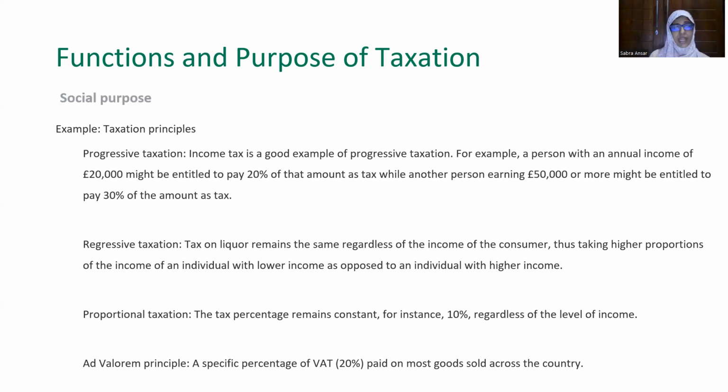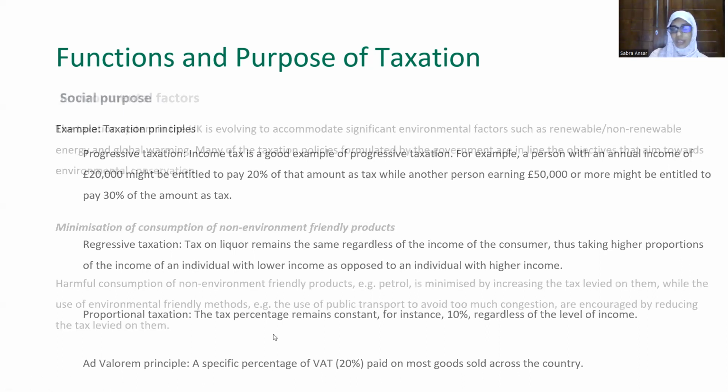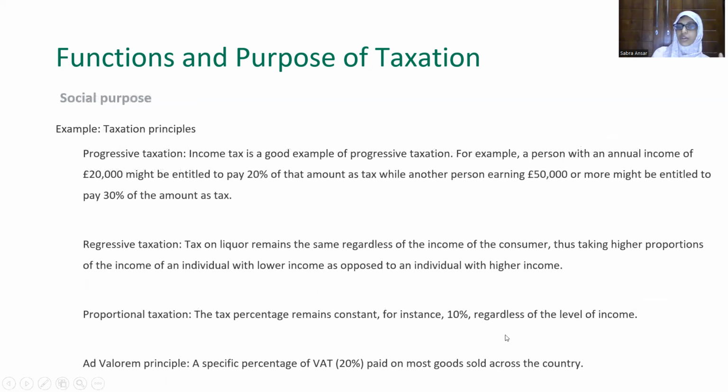The last one is the ad valorem principle. So a specific percentage of VAT, like 20% or 15%, is paid on most goods across the country. And that's how it happens, because VAT is a good example for ad valorem, because VAT is generally paid based on that specific percentage, based on the service or the good.